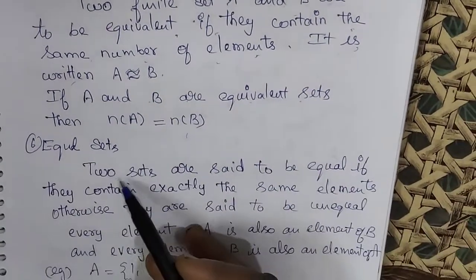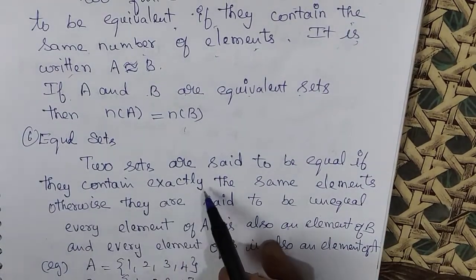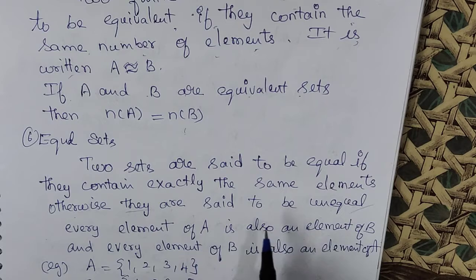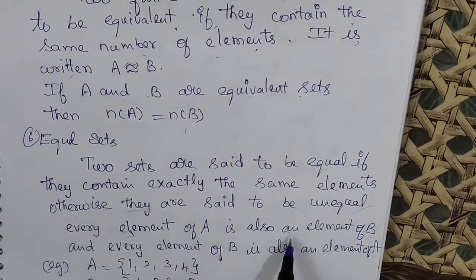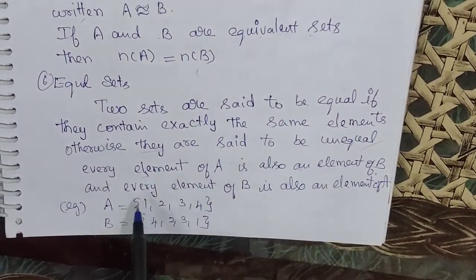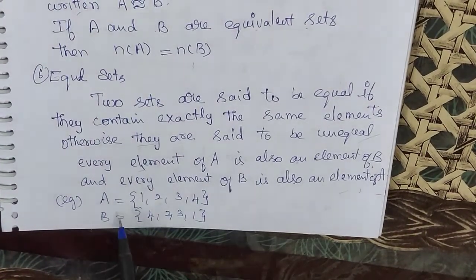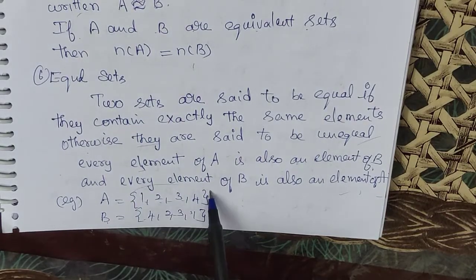Next one, equal sets. Two sets are said to be equal if they contain exactly the same elements, otherwise they are said to be unequal. The elements should be exactly the same, and the number of elements should also be the same. So equal sets means every element of A is also an element of B. Likewise, every element of B is also an element of A. For example, set A equals 1, 2, 3, 4, B equals 4, 2, 3, 1. So exactly the elements of A are present in the set B.